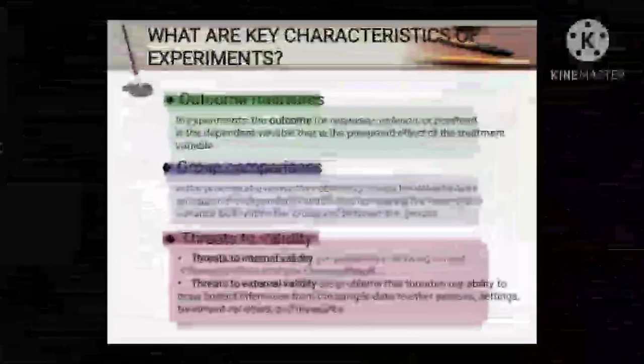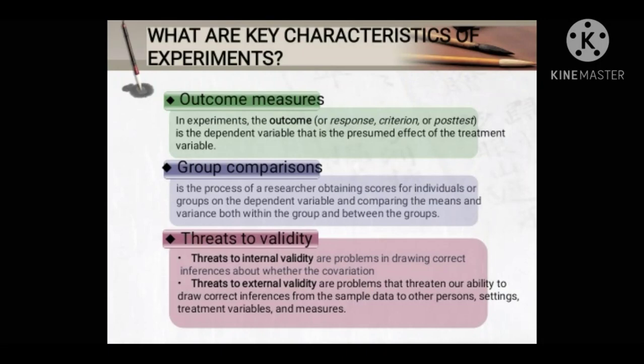Next is outcome measures. In experiments, the outcome or response criterion or post-test is the dependent variable that is the presumed effect of the treatment variable. It is also the effect predicted in a hypothesis in the cause and effect equation. For example, dependent variables in experiments might be: first is achievement scores on a criterion reference test, and the second is test scores on an aptitude test.